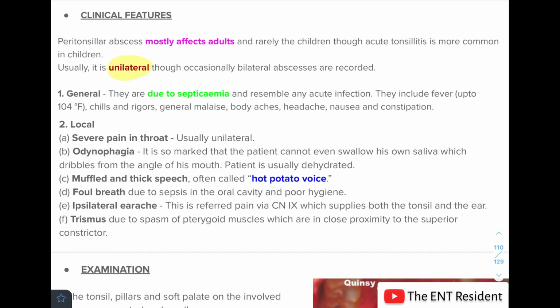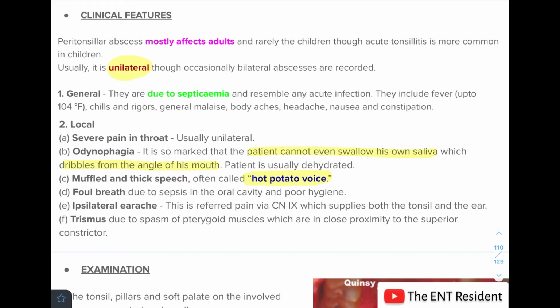Coming to local clinical features, there will be severe pain in the throat, usually unilateral, marked odynophagia, so that the patient cannot even swallow his own saliva, which dribbles from the angle of his mouth. Patient will be very dehydrated. Patient will have muffled and thick speech which is often referred to as the hot potato voice. Foul breath due to sepsis in the oral cavity and poor hygiene.